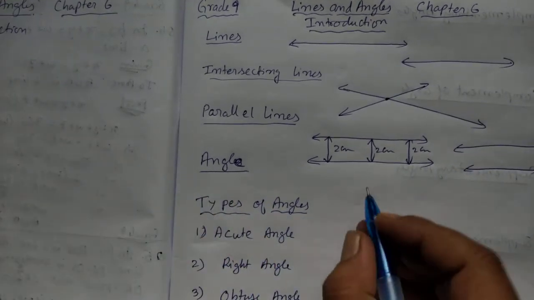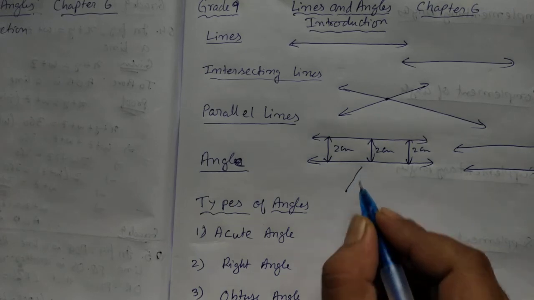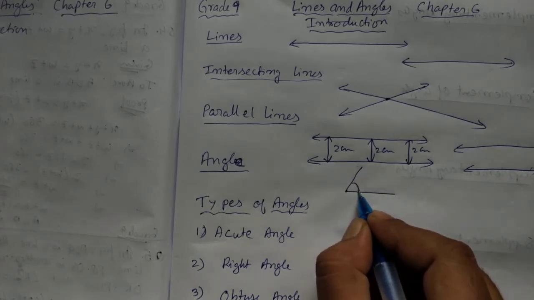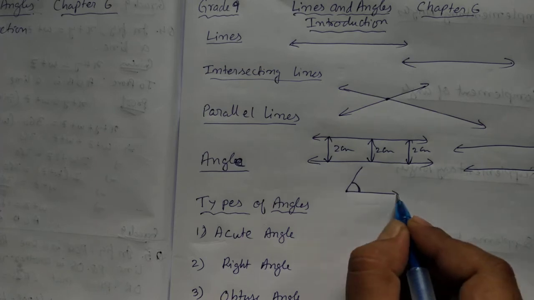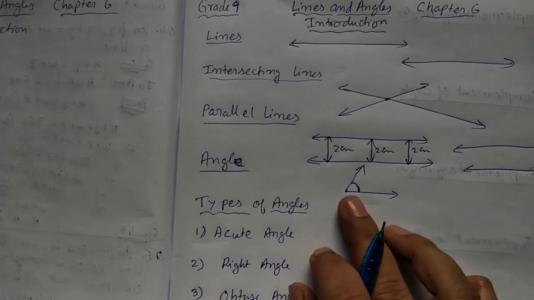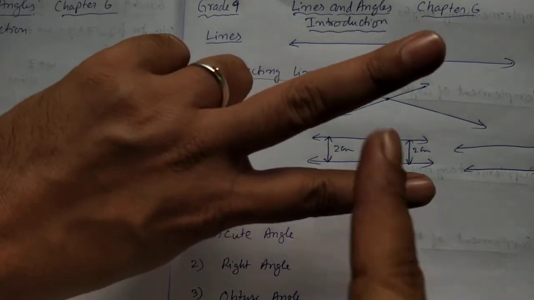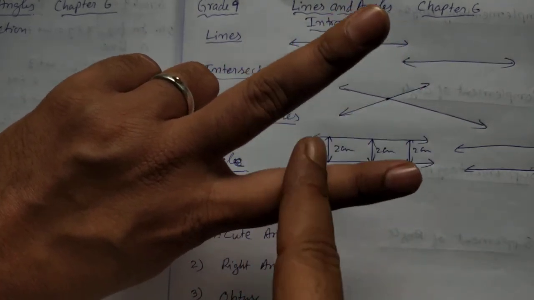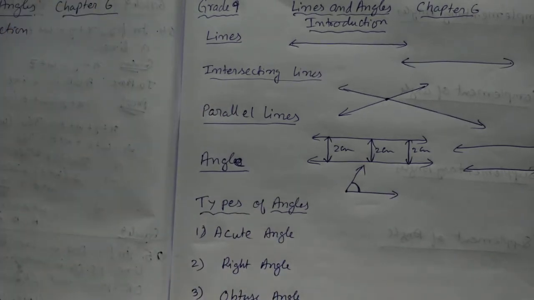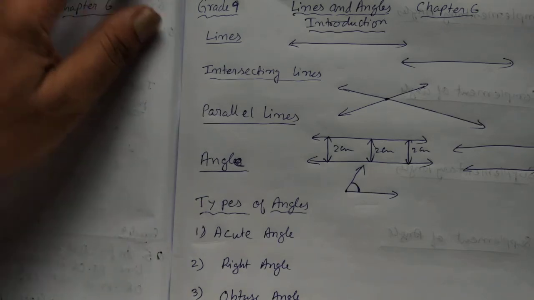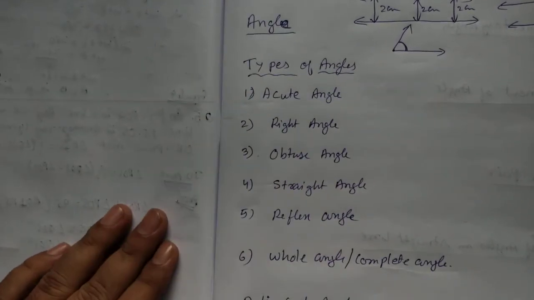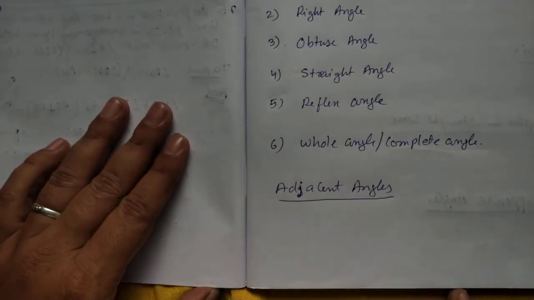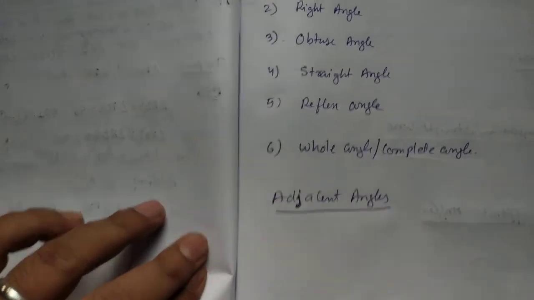Angles. Angle means from one point, if we divert two lines, we get an angle. You have done this also. This is called an angle, and between two fingers also you have an angle. You can see angles anywhere. At home also you can see angles. In the copy also you see it's an angle. If you see here also, it's an angle.